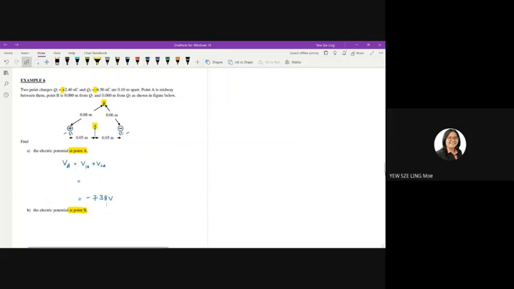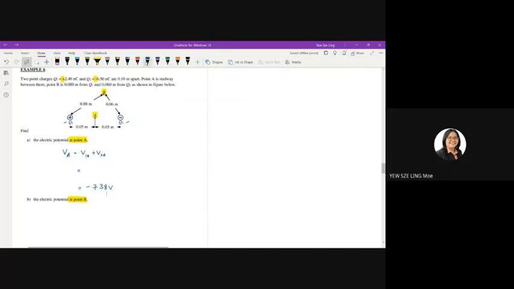And then for question B, once again, you don't have to look at all the other points. You just focus on how many charges you have in the system. So you have Q1, you have Q2. Therefore, the electric potential at point B equals V1B plus V2B. If you include the negative sign in your calculations, you should obtain negative 705 volt. Sorry, negative 705, not 708, my bad.